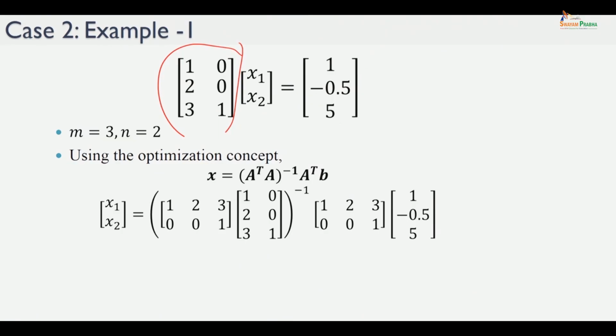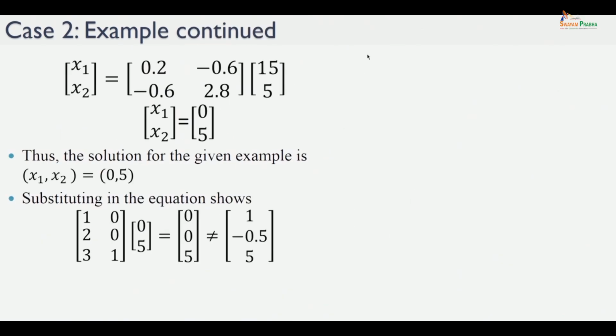Now let us see what is the solution that we get by using the optimization concept that we described in the last lecture. We said x equal to (A transpose A) inverse A transpose b. The A matrix is [1 0; 2 0; 3 1], so the A transpose matrix is [1 2 3; 0 0 1]. Simply plugging in the matrices here and doing the calculation gives us this equation, which says [x1 x2] is a matrix times [15 5]. This is an intermediate step for the calculation, and when you further simplify it, you get the solution x1 equals 0, x2 equals 5.